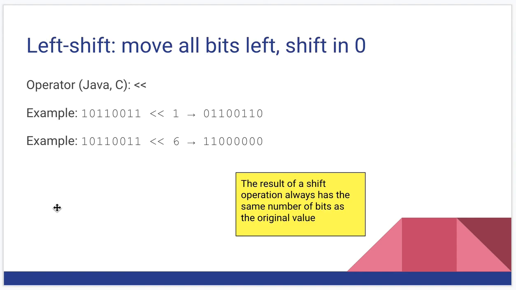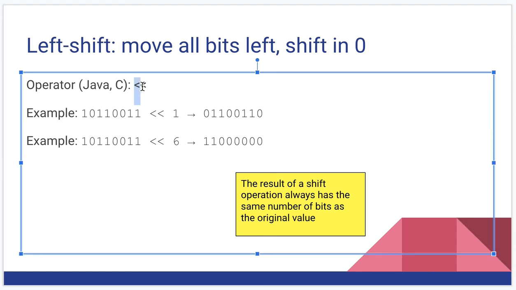We can do some things we call shifts. The first is called a left shift. And in Java and C, this is two less than symbols side by side. So we have a value. So here is 10110011. And say we left shift it by one bit. We take everything here, move it over to the left here, and shift in a 0. So that would be shifting by 1.